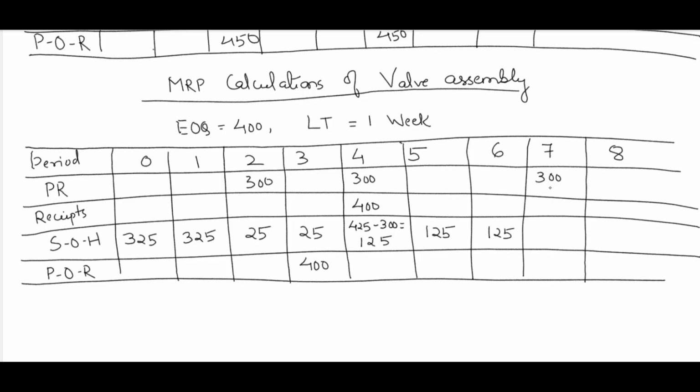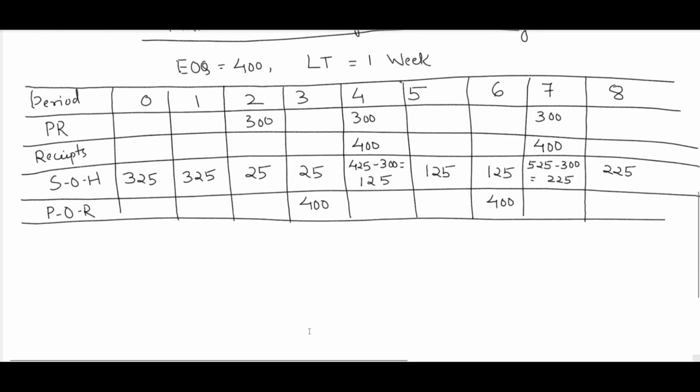Then again demand is exceeding the stock on hand. So we have to place the order in the sixth week of 400 quantities so that we are receiving 400 numbers in the seventh week. 400 plus 125, it is our 525. 525 minus 300, it is equal to 225. This 225 numbers of valve assembly we will be carrying forward in the 8th week. So this completes the MRP calculations of valve assembly.